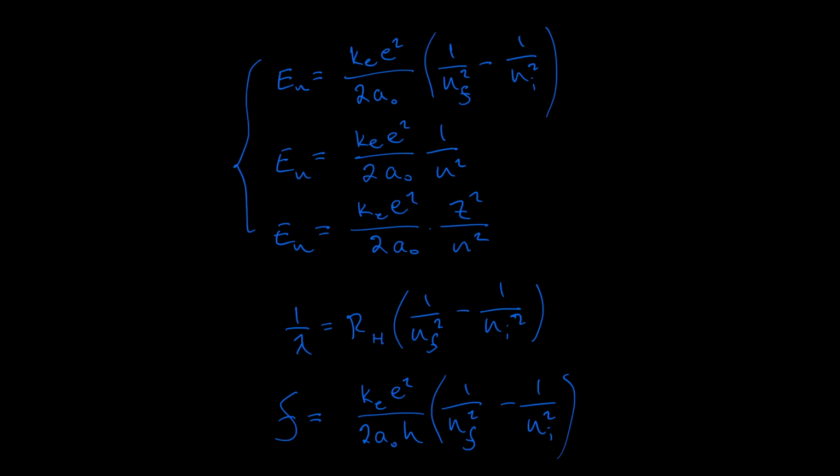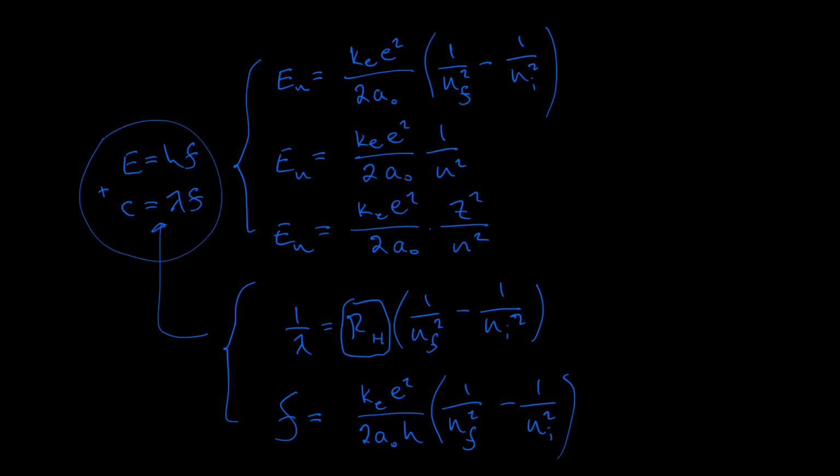These three are for the energy, and if you take the energy of a photon is equal to hf, and if you use the speed of light is equal to lambda f, you use these two equations, then you can derive these two over here. And this Rydberg constant is what you get when you apply these two equations and you simplify the constant over here. You just take all those constants and name it something else, in this case, the Rydberg constant.